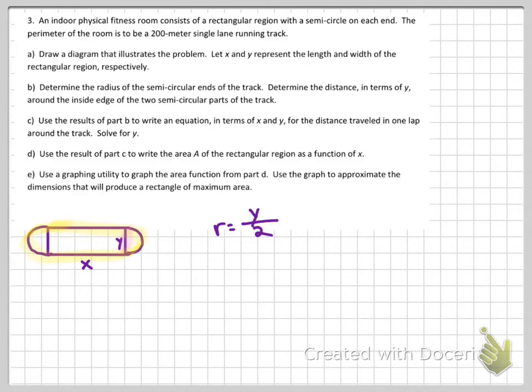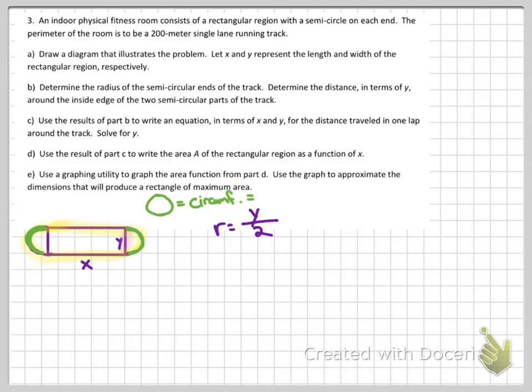If we keep looking at B, determine the distance in terms of y around the inside edge of the 2 semicircular parts of the track. So they want to know what the distance along the circular parts is going to be. So if you go around that semicircle and that semicircle, well, first let's realize, 2 semicircles together, what do we get? We get a circle. Distance along the edge of a circle, circumference.